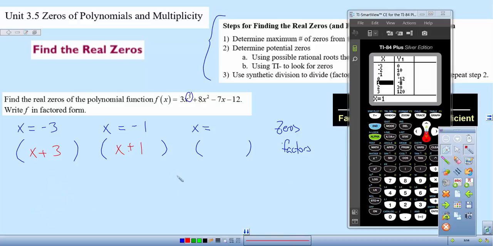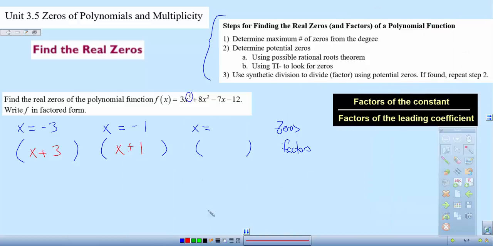Now, the whole reason we've been learning synthetic division is so that we can plug in and find all of our possible zeros or all of our possible factors. Our first zero was -3. I use an upside down division sign when I do synthetic division, but I still put the coefficients in. So I've got my 3, my 8, my -7, and my -12, and I still have my spot for my remainder.